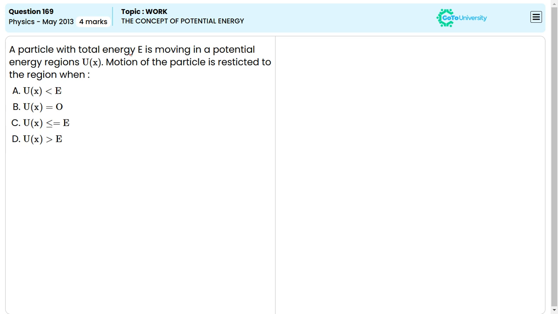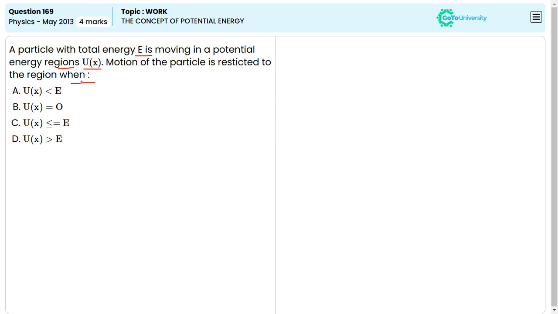A particle with a total energy E is moving in a potential energy region U of x. Motion of the particle is restricted to the regions when... Among these four options, we need to find the right option here.